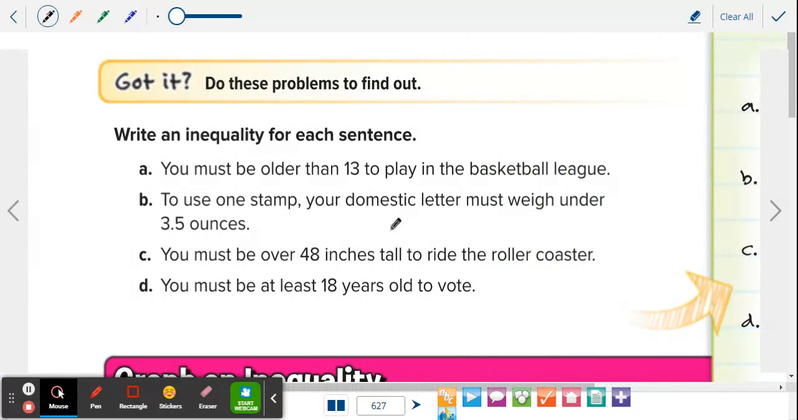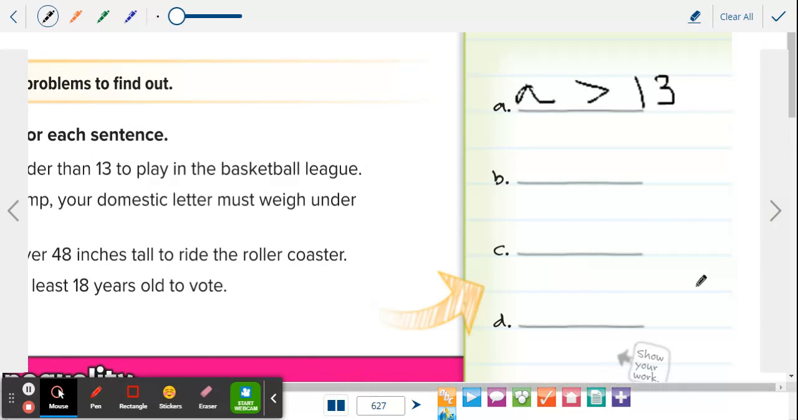So letter B, to use one stamp, your domestic letter must weigh under 3.5 ounces. Okay, so I'm going to put L for letter and 3.5. Okay, so is the letter going to be greater than, less than, or whatever? What does that have to be? Less than, because it's got to be under that weight. Otherwise, you can't use one stamp. Okay, so L or whatever variable you use is less than 3.5.